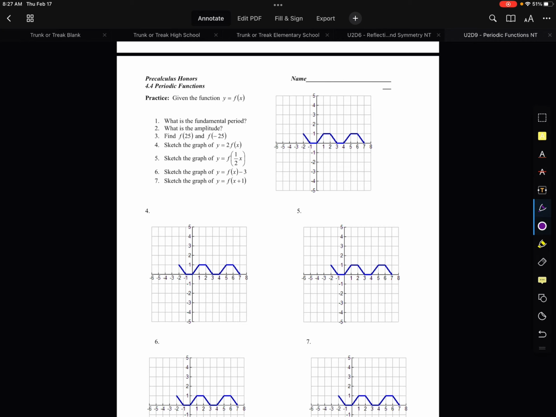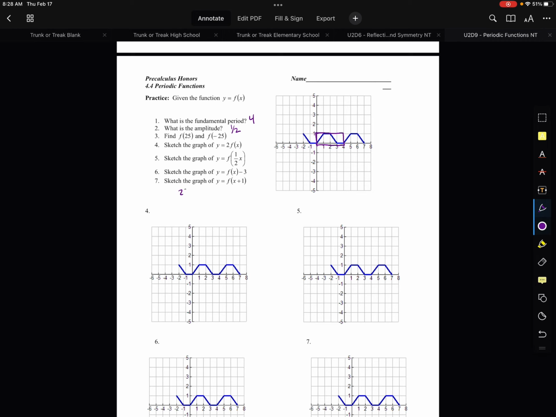What is the fundamental period of this graph? If I look, my entire graph is from there to there. My period is 4. My amplitude is a half. Why? I'm going from 0 to 1, so the middle is going to be at a half. I'm going half above that, half below that.